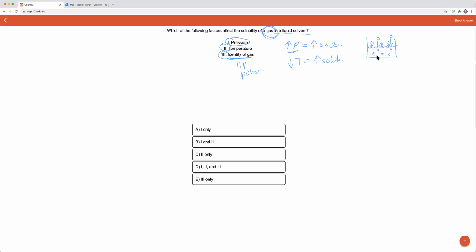So if we have water, and the gas is a polar gas, which there aren't a lot of polar gases, but there are some, then the polar gas will be more soluble in water than a nonpolar gas, because like dissolves like. And so if the gas happens to have a polar molecular structure, then it's going to be a factor in its solubility in a solvent like water. And so I think that the correct answer is actually D. All three of those are true.